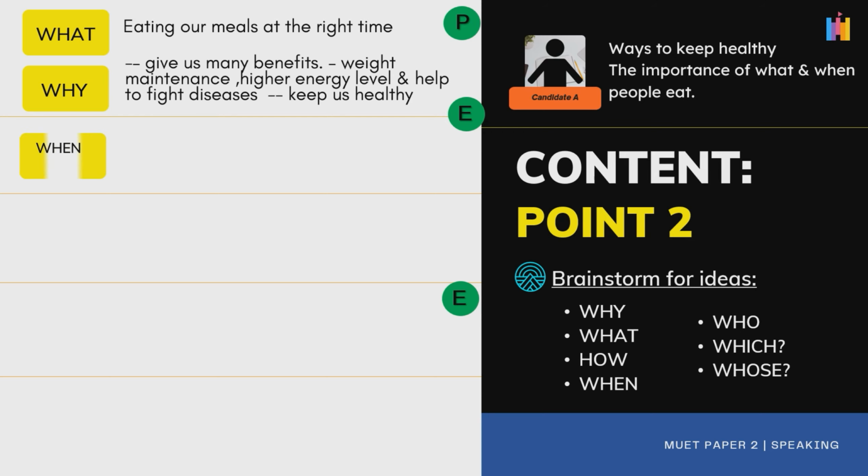Right, eating at the right time is important. Then, when is the best time to eat? We should eat when our metabolism is higher. That's during the day when we are active. Okay, so you see, you have used 3 WH questions, what, why, and when, to generate your point 2 and elaborate it.